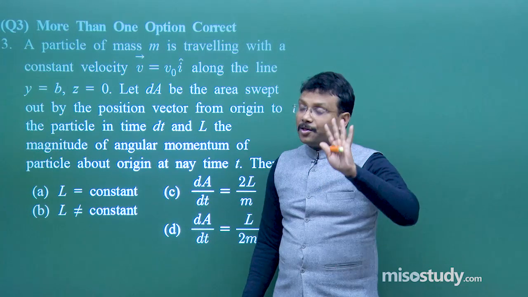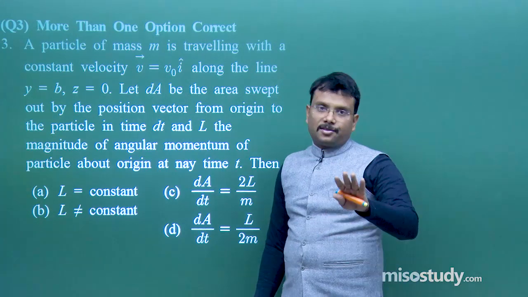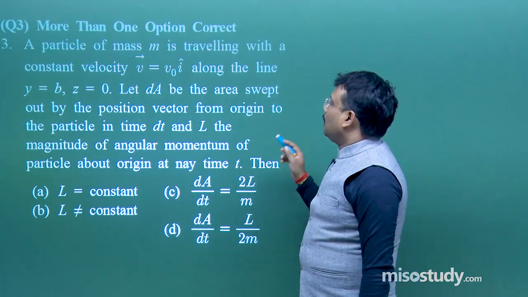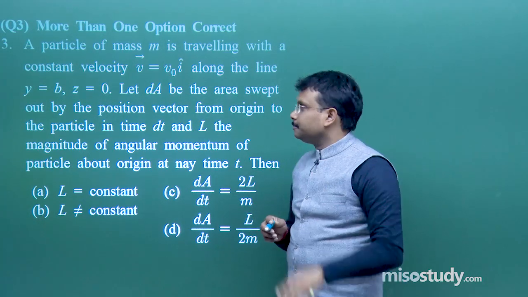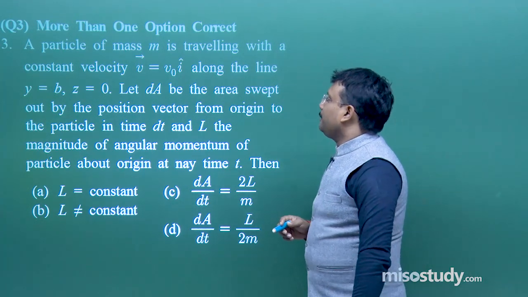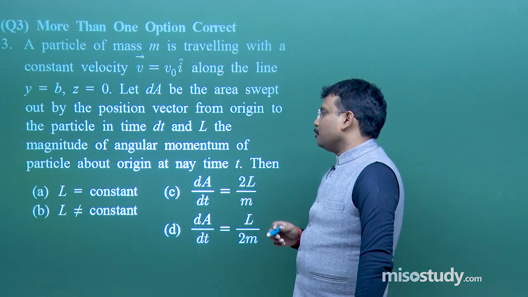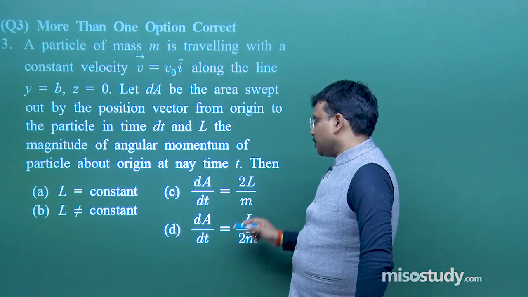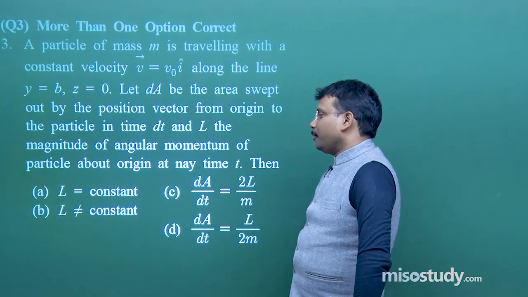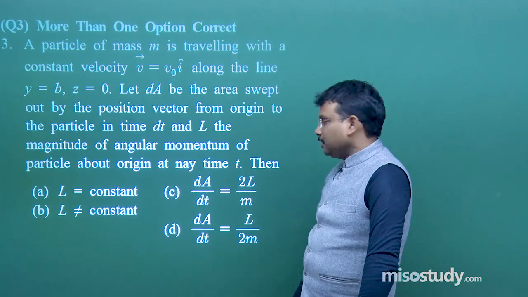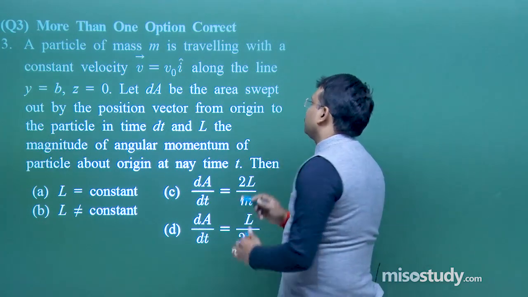Let me read the question once again. Particle travelling with constant velocity along the x axis, and along the line y is equal to b and z is equal to 0. So, y is equal to b means b is constant, this distance. Let dA be the area swept out by the position vector from origin to the particle in time dt, and L is angular momentum. Then you have to find out which option given over here is correct. Two options are associated with angular momentum L, and two options are associated with the area swept out by the line joining the particle to the origin.